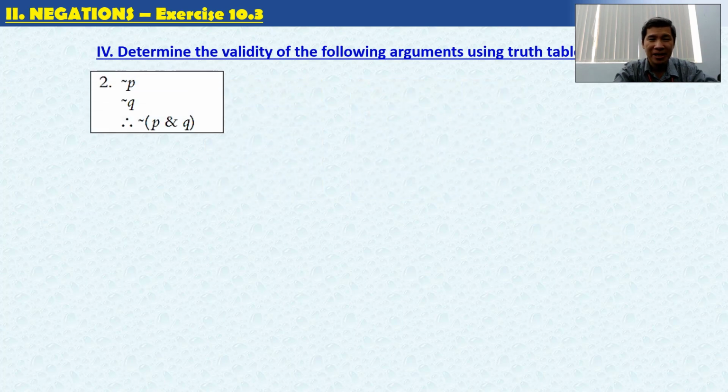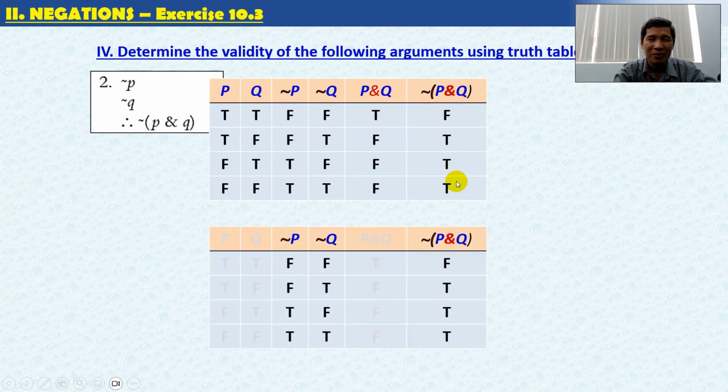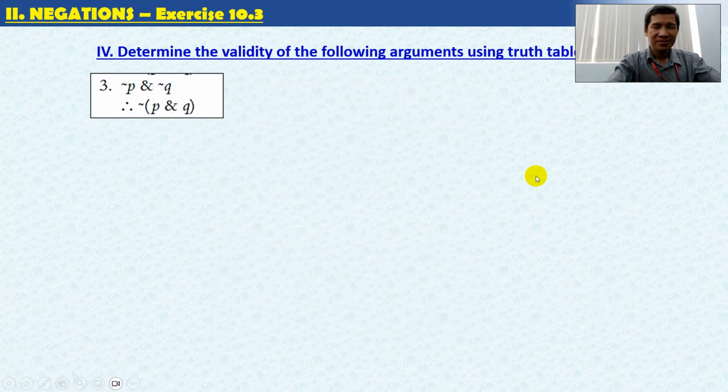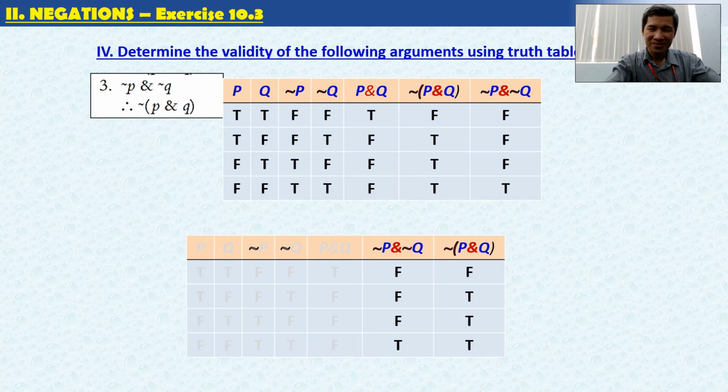Number 2, not P, not Q, and not the case. We need, I say, P and Q, then we have the not the case P and Q. One more table for the premises on the left and the conclusion on the right. What do you think now? Valid? Yes, valid. Number 3, not P and not Q, and not the case P and Q. Okay, valid.